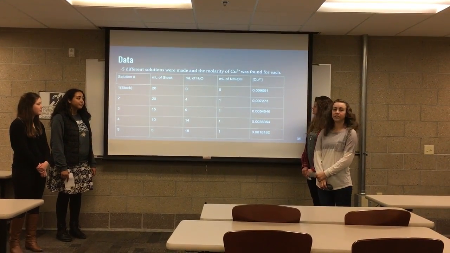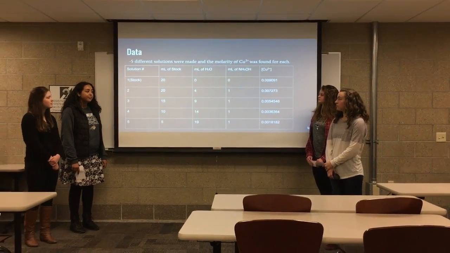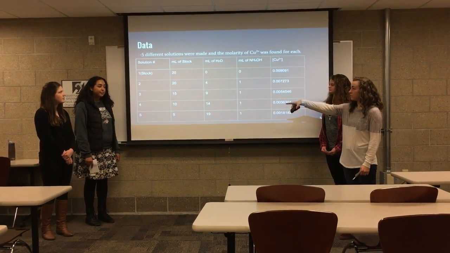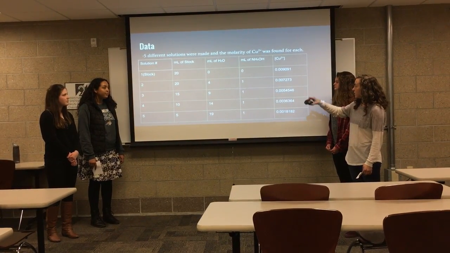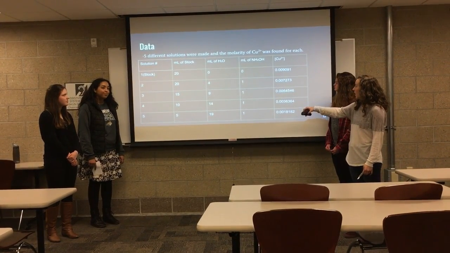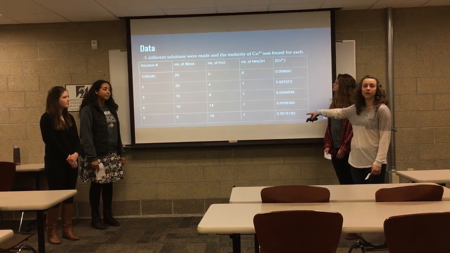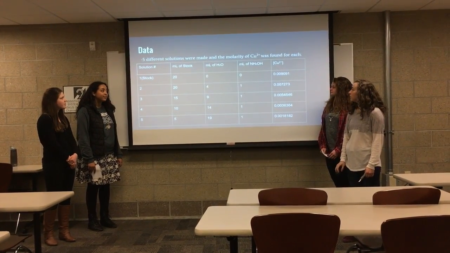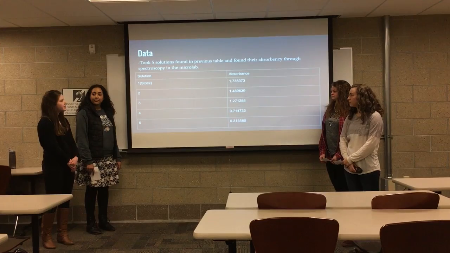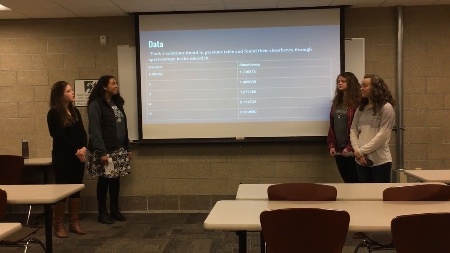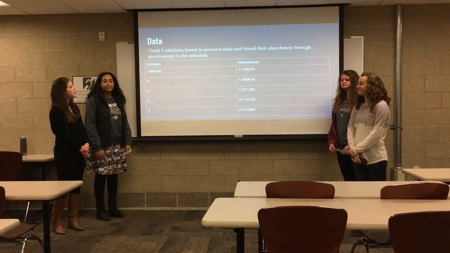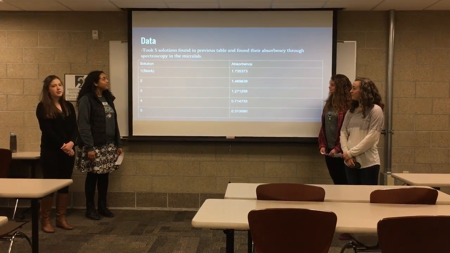So this is our first data table. On the left, those are the 5 solutions that we did, and it's basically dilution of the Cu2+, and then slowly ammonia is added, and then on the right are all of the different molarities that we found. And this is our second data table, and it's using the same 5 solutions, but here we are measuring the absorbency through spectroscopy using the microlab.